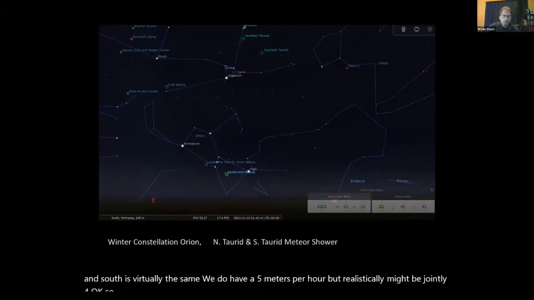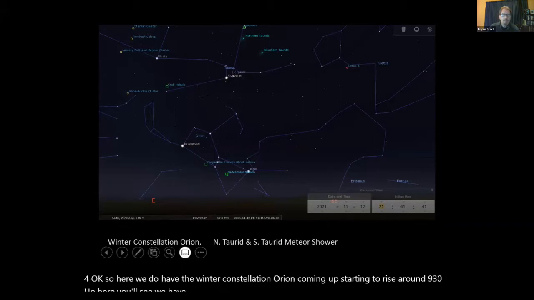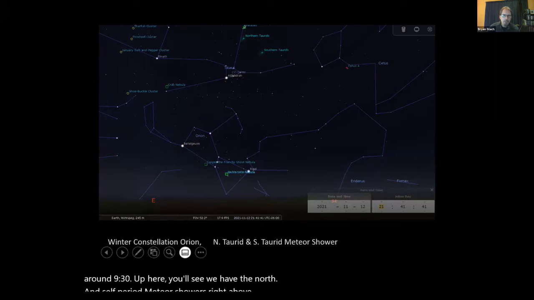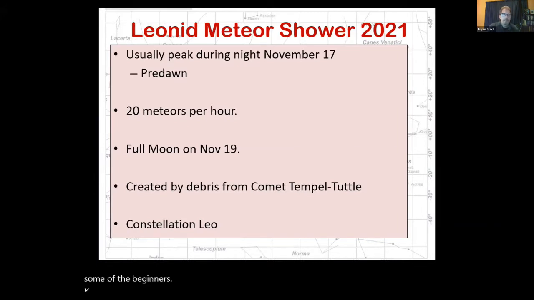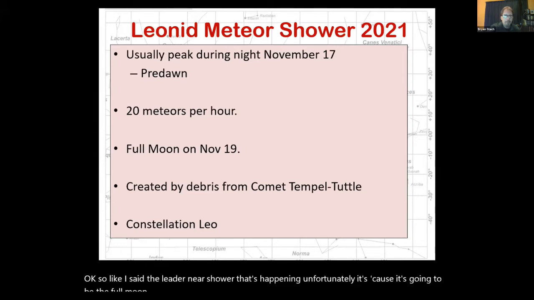Here, we have the winter constellation Orion coming up. It starts to rise around 9:30. Up here, you'll see the north and south Taurid meteor showers right above Orion, so it should be quite easy to locate for some of the beginners. Like I said, the Leonid meteor shower is happening, but unfortunately, because of the full moon, it would not be great viewing, but I'll mention it anyway. It's going to happen on November the 17th in the pre-dawn.